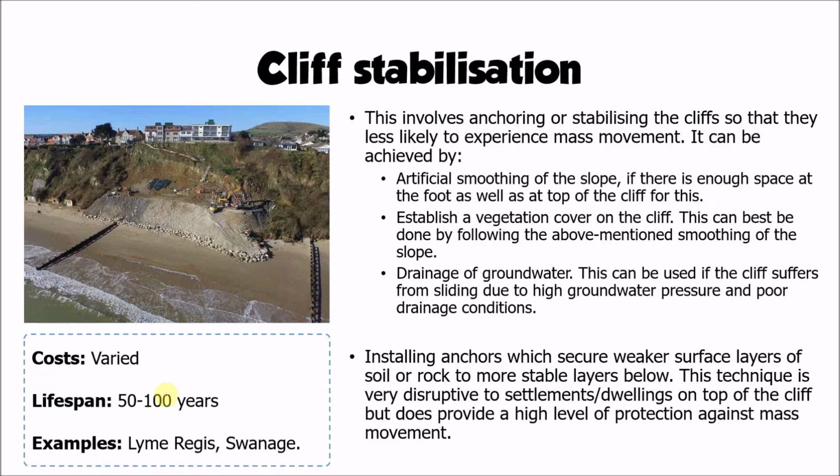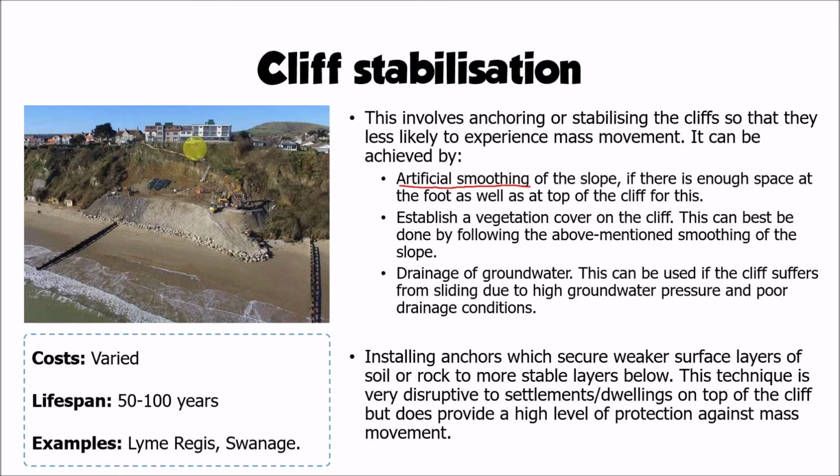This involves anchoring the weaker rocks, maybe on the surface of a cliff, to the more solid bedrock below. Very often this can be done in a few different ways. It could be done by artificially smoothing the slope, so regrading the slope so it's not as steep. This is only going to be achievable if there is enough space at the top and bottom of the cliff. That wouldn't be appropriate in the example we can see here because we've got some buildings, a hotel and some houses built on top of the cliff.